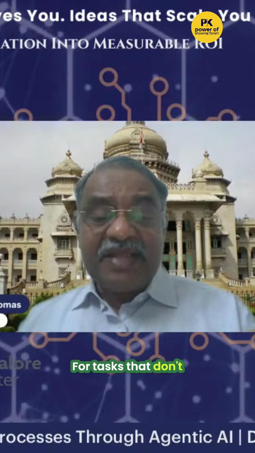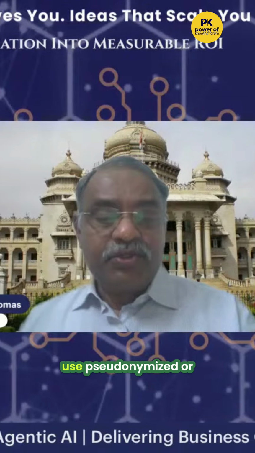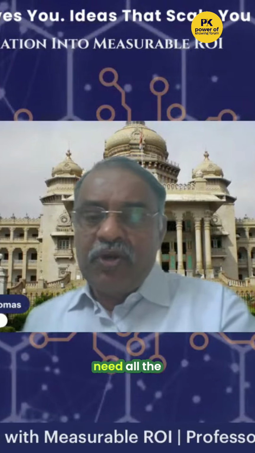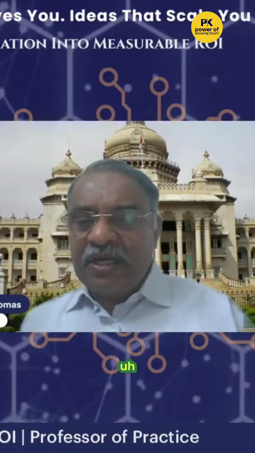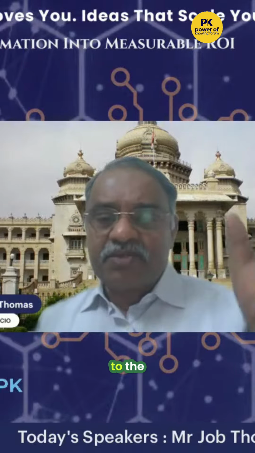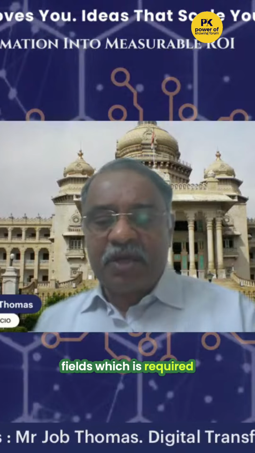For tasks that don't need the full record, use pseudonymized or anonymized data. So if you don't need all the variables in a record, you only give access to the fields which are required.